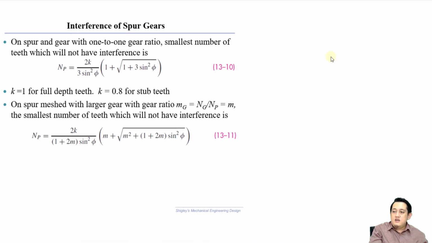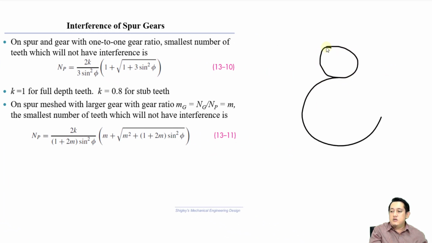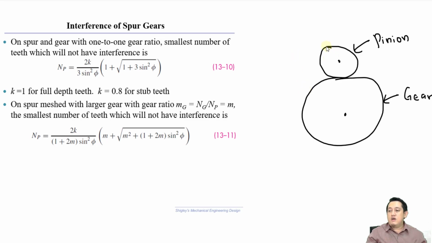Let's say we have gear number 1 and gear number 2. Generally, the pinion is the gear that has a smaller diameter. The large diameter one will be the gear, and the small gear here we call a pinion. So, pinion and gear.